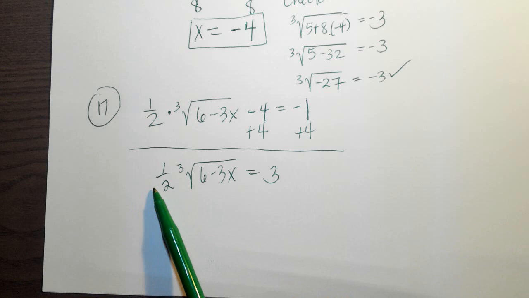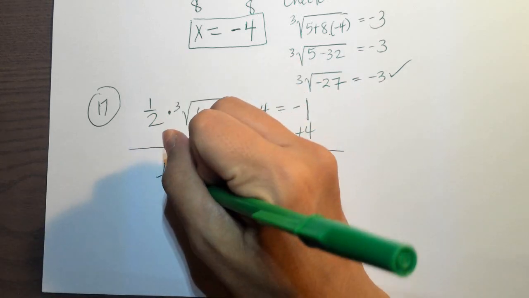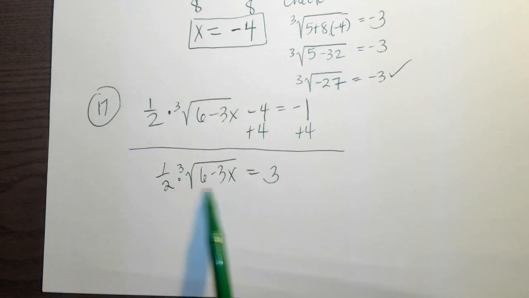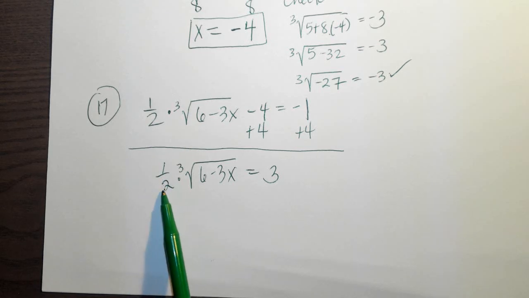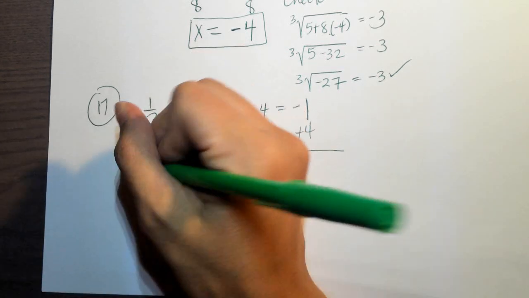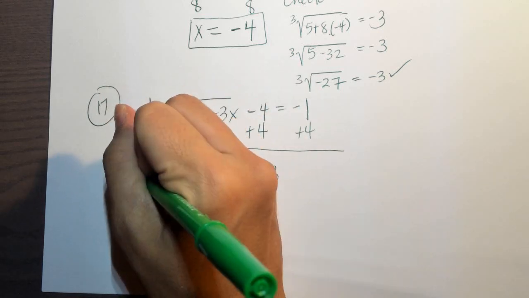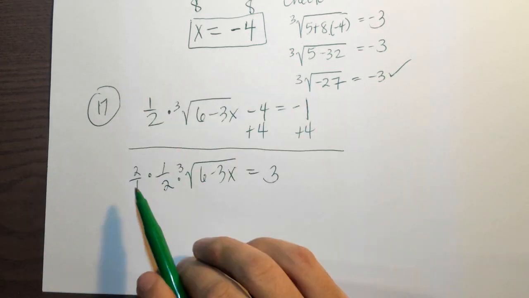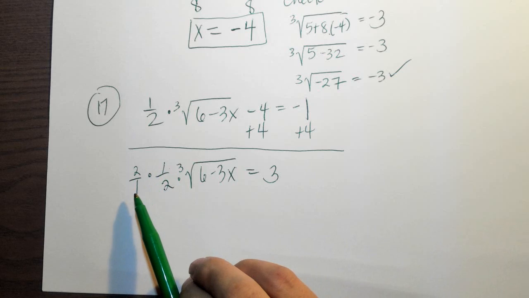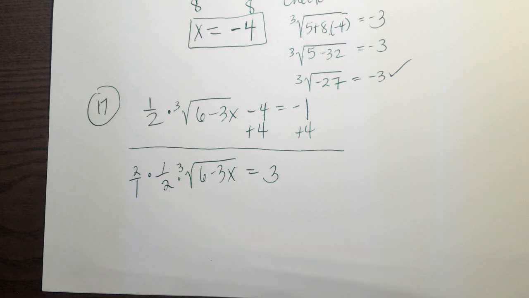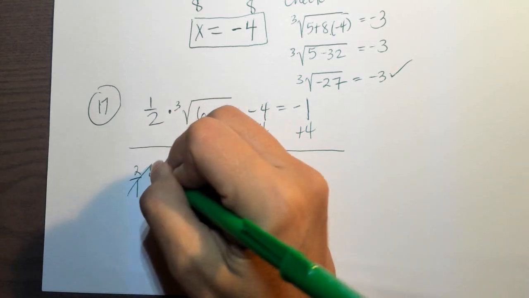And then some of you guys might want to think, oh, I'm just going to divide by 1/2. But that makes it a little bit more tricky. Whenever you have a fraction and we want to get rid of it, it's best to multiply by its reciprocal. So I'm going to go ahead and multiply this by 2 over 1, because 2 times 1 is 2, 1 times 2 is 2, and 2 over 2 cancels to be 1. So these cross cancel and they go away.